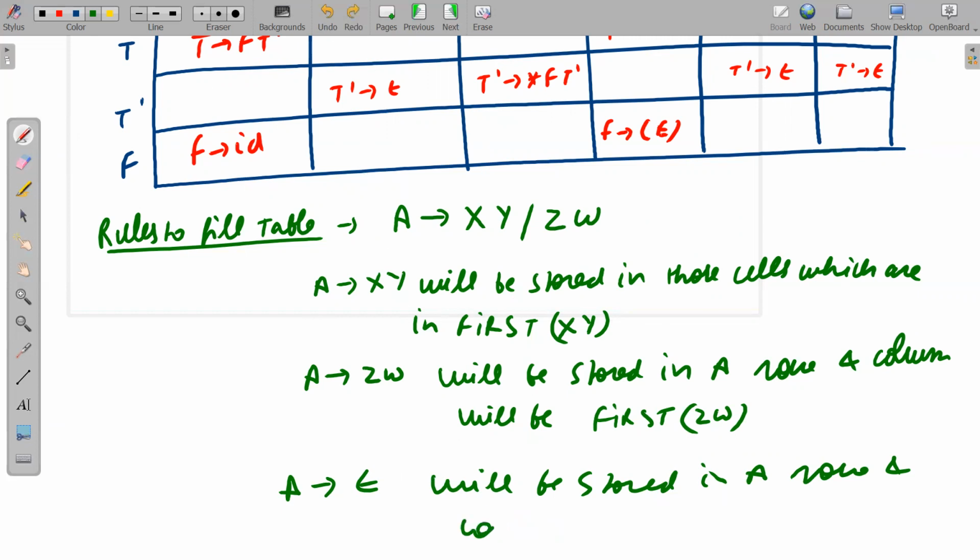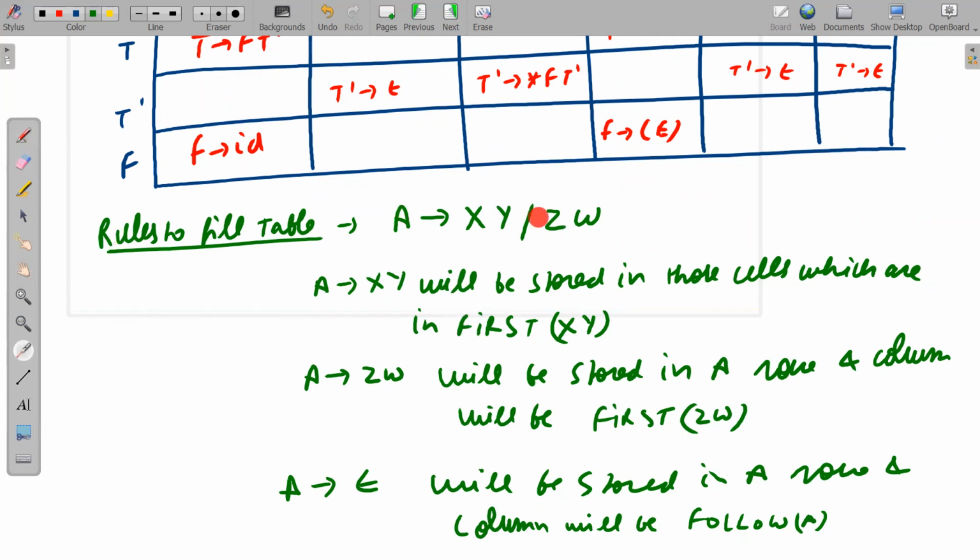Okay, and A implies null will be stored in A row and which column? Okay, let me write properly. Column will be follow of A. That's it. I think you may find it a bit difficult, but we will do lots and lots of questions. You will get crystal clarity about all these things.